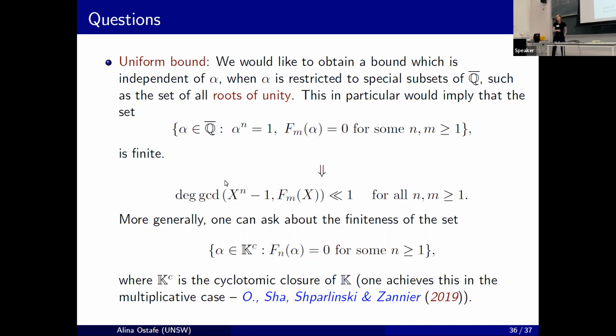And more generally, one can look actually at not roots of unity, but the cyclotomic closure of K. That is, prove a finiteness result for alpha in Kc, such that Fn of alpha is 0 for some n. And one achieves this if one looks at the Bombieri-Masser-Zannier result on multiplicatively dependent points on curves. If one reduces to points in the cyclotomic closure, actually you need only one relation to obtain finiteness. So this is one problem.